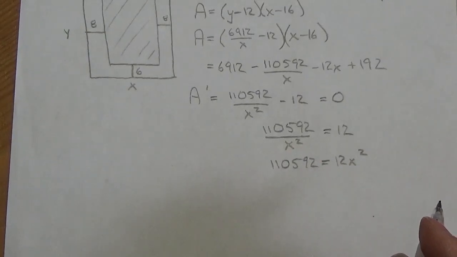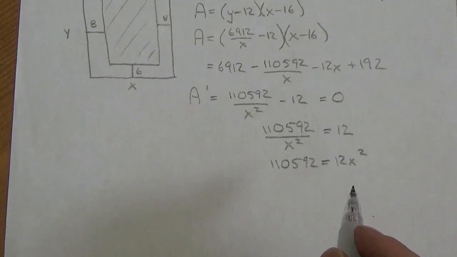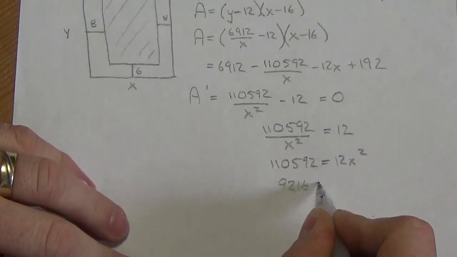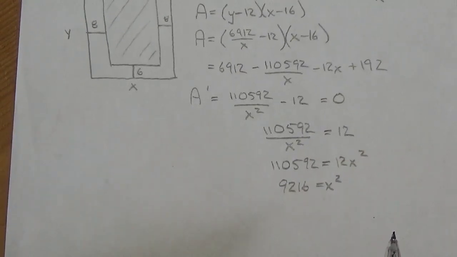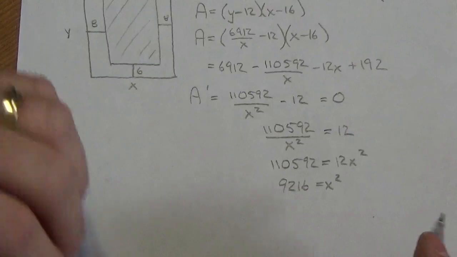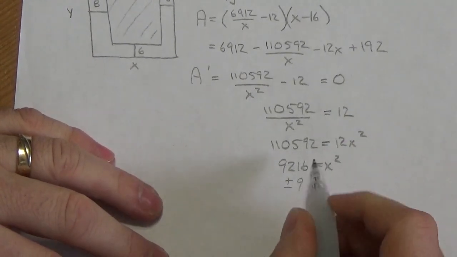Now I'm going to take that 110,592 and divide it by 12 to get 9,216 is equal to x squared. Now I'll take the square root of that. I'm assuming that it's going to work out to be a nice number, and it does. I get plus or minus 96.